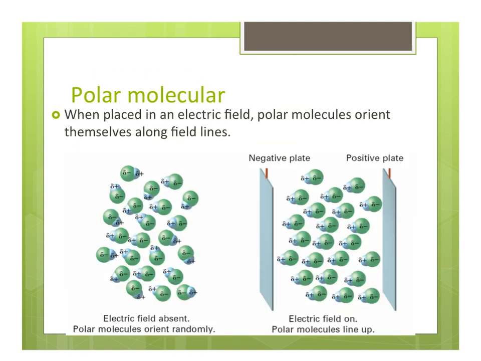Really cool thing that happens with polar molecules, if we're going to put them in an electric field, as you can see here we have these little plates, a negative and a positive side, we see that the particles themselves will align, so that way their positive end is pointing towards the negative plate and their negative end is pointing towards the positive plate.